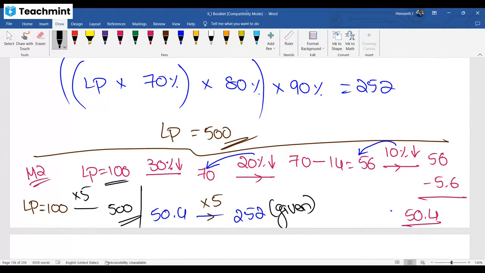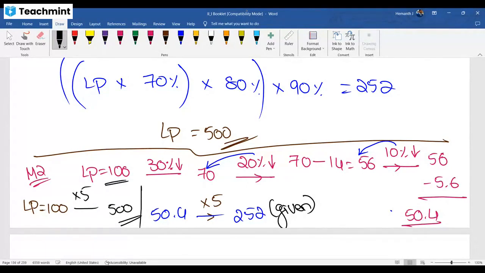I got 504, they given 252, which means divide by 2. Whatever I assumed, I have to divide by 2. See, if you try for 1000 rupees, same question, label price you assume as 1000, then you got final 504. 504 they given 252 means half. So instead, 1000 half is 500.